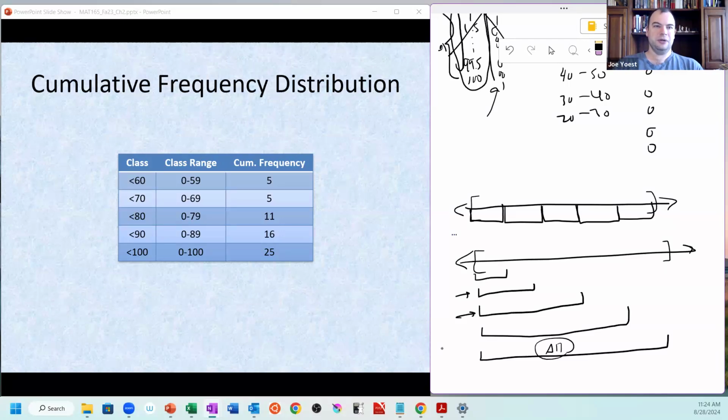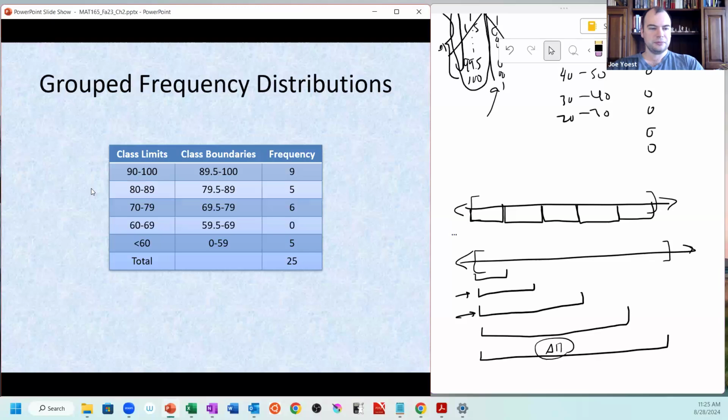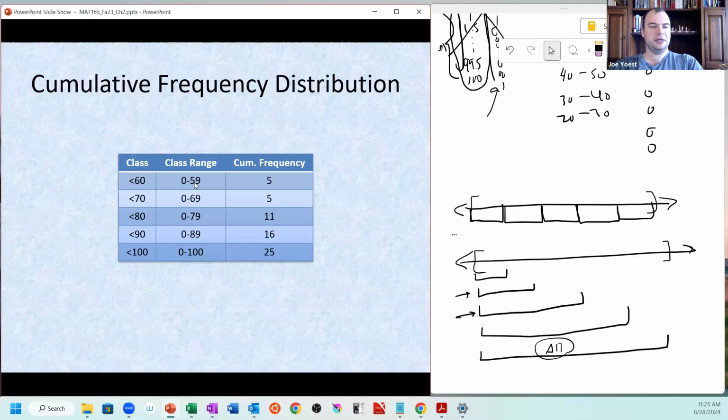Once we get to the end and we've expanded our bin to where it covers the whole possible range of values for the data that we could be getting, say 0 to 100 in the case of grades for an exam, then we should have captured all of the data points. Our cumulative frequency should be the whole sample size. So if we look at, for instance, the class less than 60, I see that there were 5 folks who scored less than 60, so that is 5.